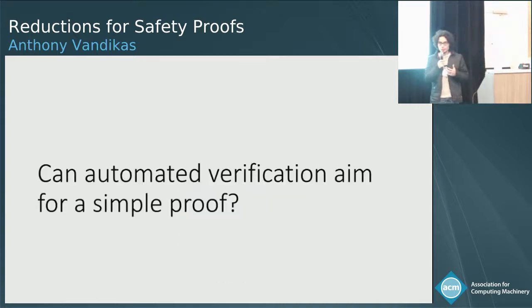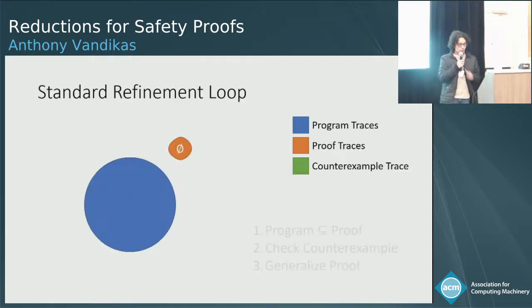So this is what we'd like to do. We'd like to somehow simplify our program. How do we automatically come up with these things? Because as I mentioned, we're doing automated reduction. So specifically, we'd like to incorporate this into some sort of standard refinement loop.